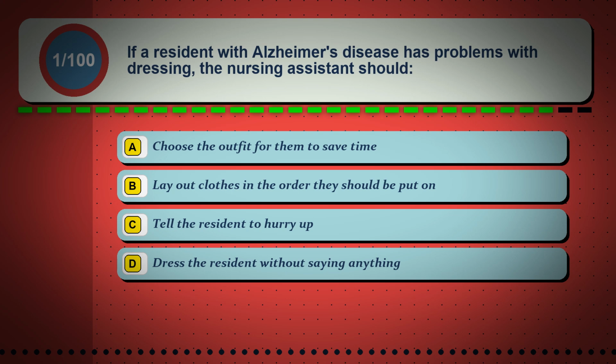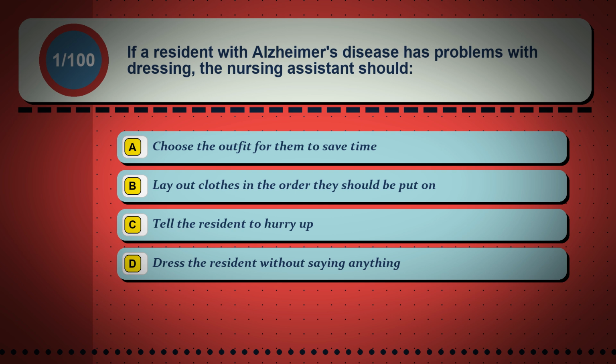Question 1. If a resident with Alzheimer's disease has problems with dressing, the nursing assistant should: Option A. Choose the outfit for them to save time. Option B. Lay out clothes in the order they should be put on. Option C. Tell the resident to hurry up. Option D. Address the resident without saying anything.